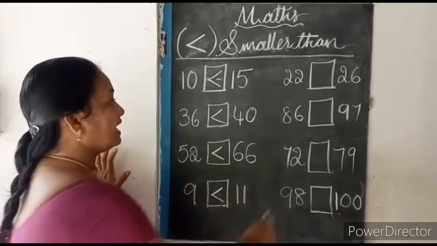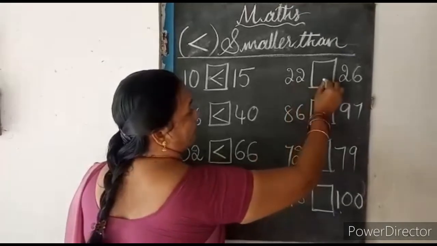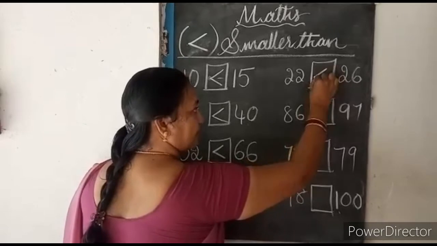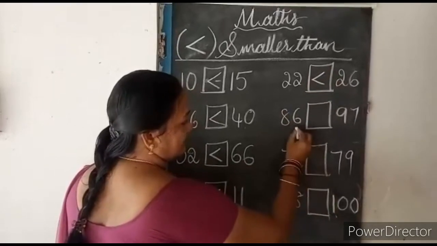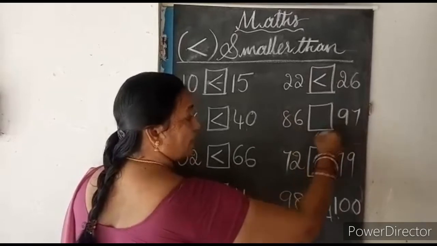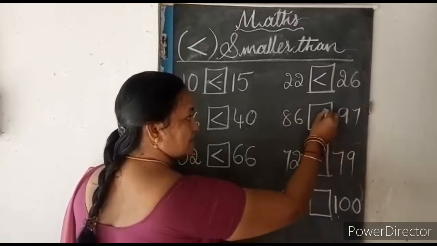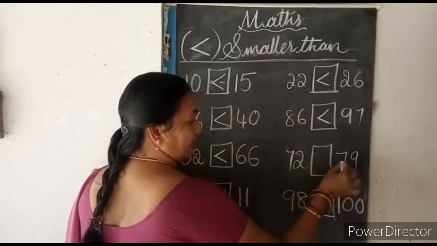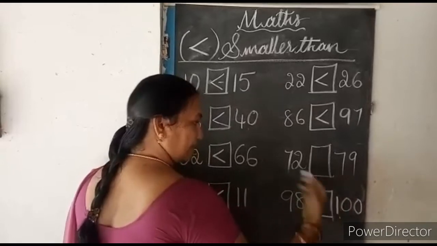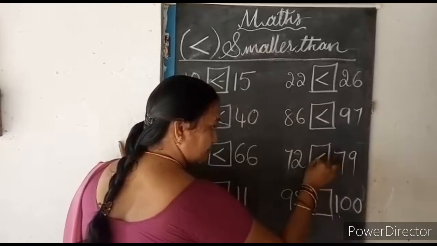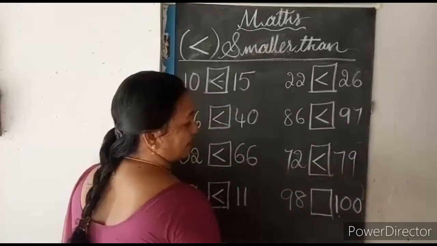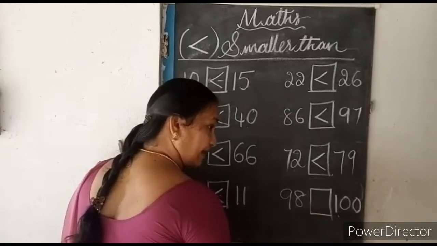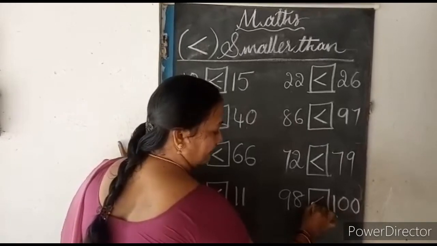Did you understand, children? Now look here. Is 22 smaller than 26 or greater than 26? It is smaller than 26. And is 86 smaller than 97 or greater than 97? Smaller than 97. And is 72 smaller than 79 or greater than 79? It is smaller than 79. And is 98 smaller than 100 or greater than 100? It is smaller than 100.